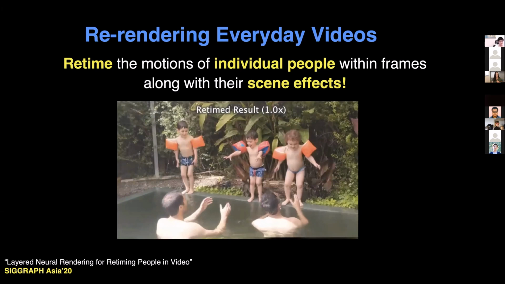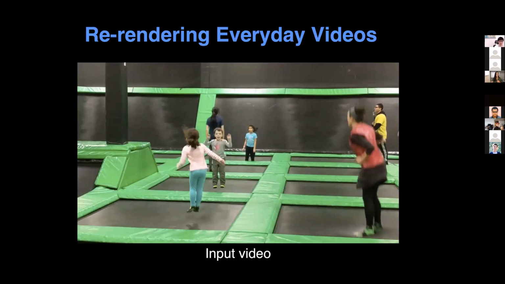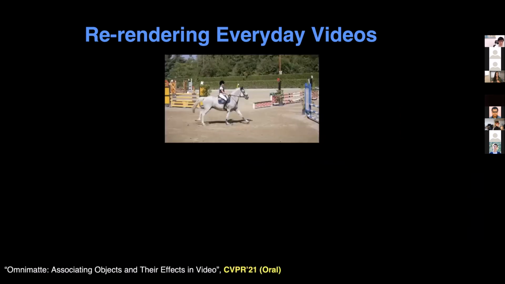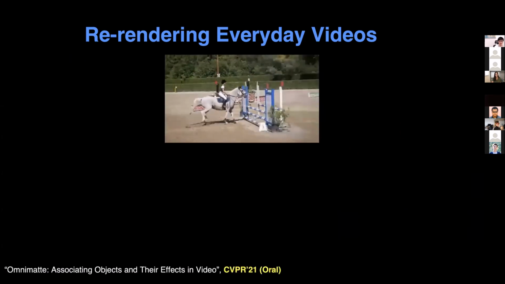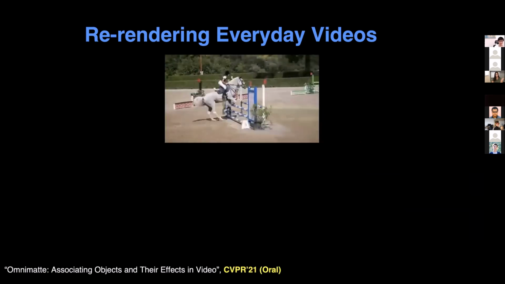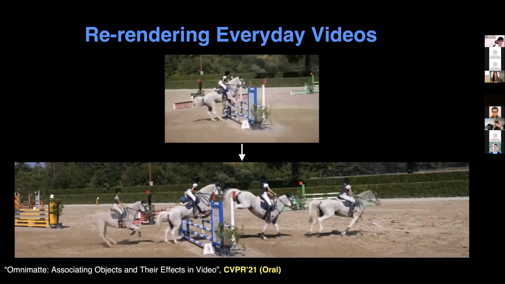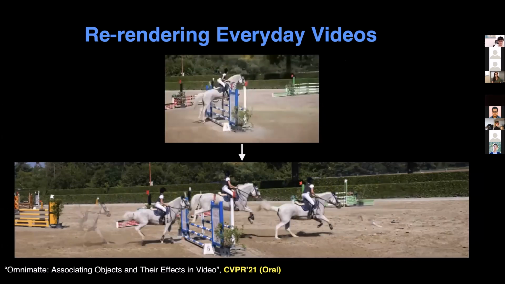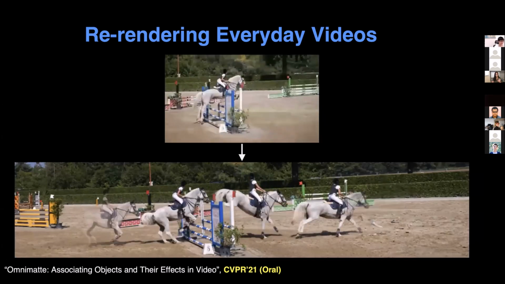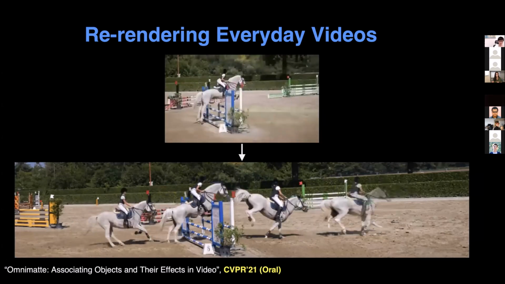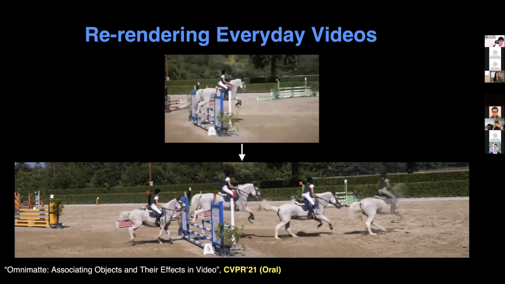So here is another example. Oh, got stuck. Sorry. Slides get stuck. Here is another example where we take this ordinary video of a horse jump and we can produce this stroboscopic video where, again, you can see that not only the horse is being duplicated, but also the shadow is nicely cast on the ground.